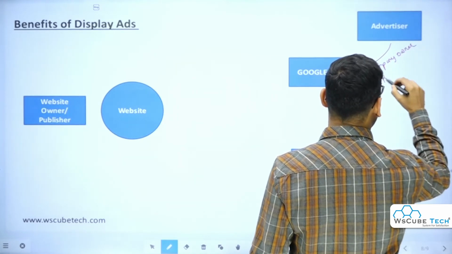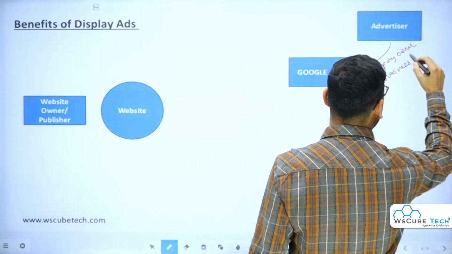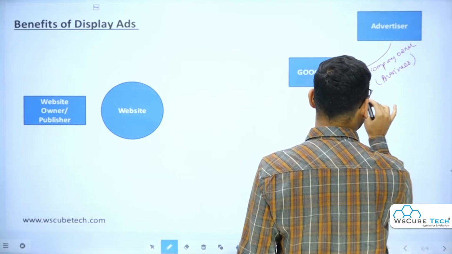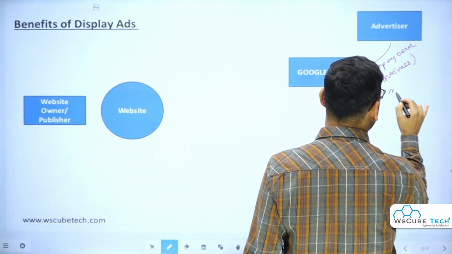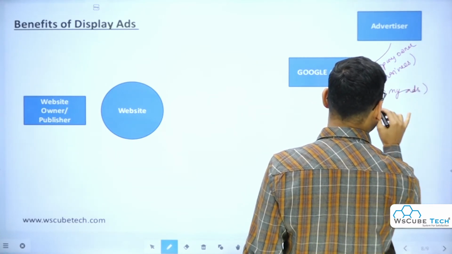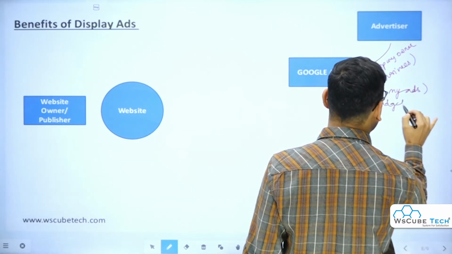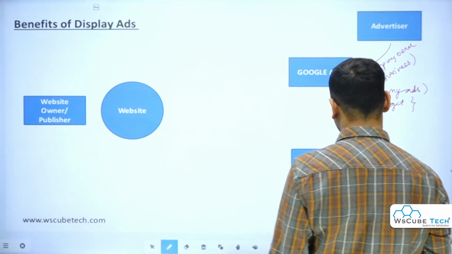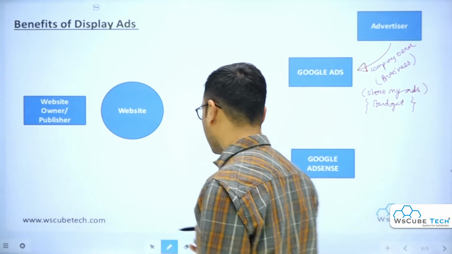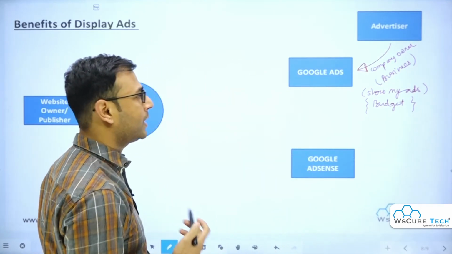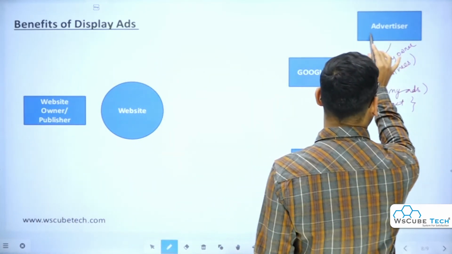I have a business and I want to advertise. I want to show my ads. I have some budget I want to spend. I want to use Google and Google's partner products or partner websites to show my ads. So I will be called the advertiser.